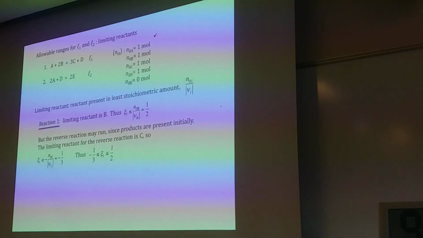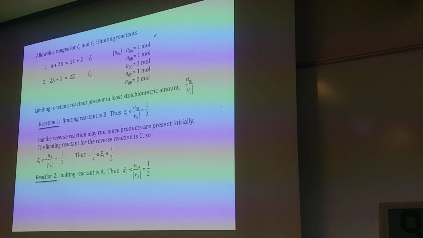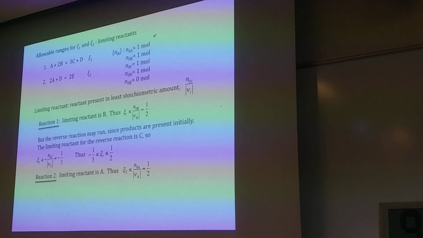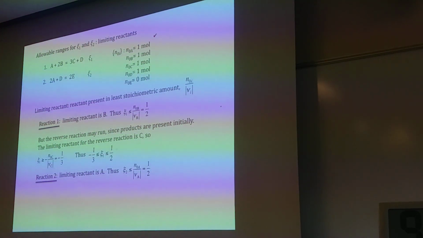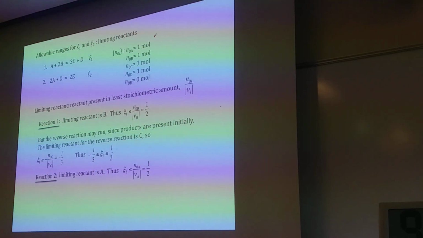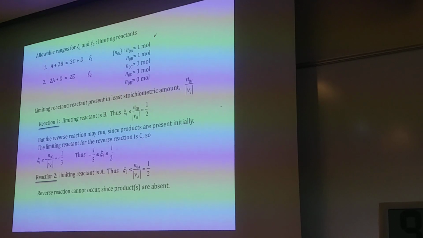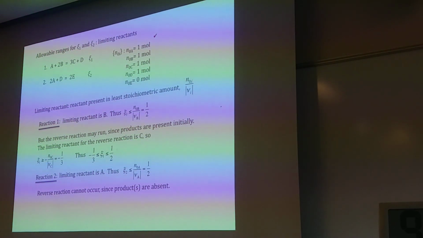So we need to do the same thing for the second reaction and look at what range of values we allow for Xi2. The limiting reactant for Xi2 is going to be A. I think that's evident. And its stoichiometric amount is 1/2. And there is no E present initially, so that means that the reverse reaction can't run. And since that can't run, we have an allowable range for Xi2 running from 0 to 1/2.